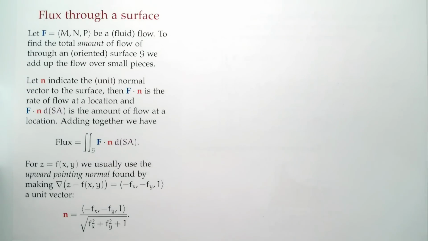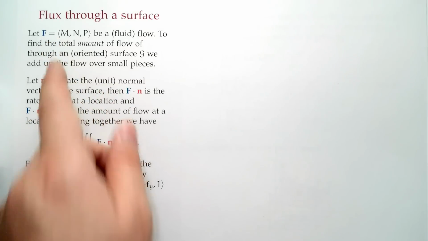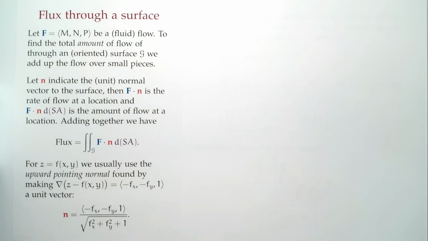So you have some function. We'll use capital F, and that's our flow. So it's a vector valued function. So at every point, we have a direction that things are moving and a rate, the amount that things are moving. So we want to measure how much is going through a particular surface.